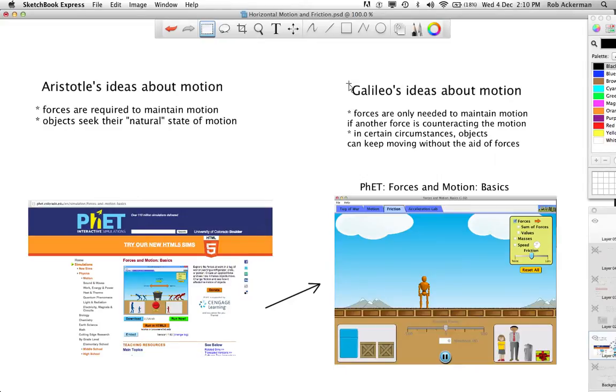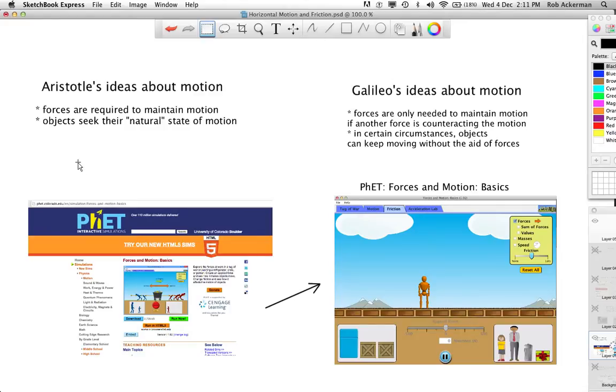Unlike that, Galileo says, no, that's actually not the case. Galileo thinks that if there were no forces counteracting the motion, then a pushed object would keep on going forever and ever, which is really strange because we just don't see this on a daily basis. So to understand what he's talking about, let me show you what I mean.